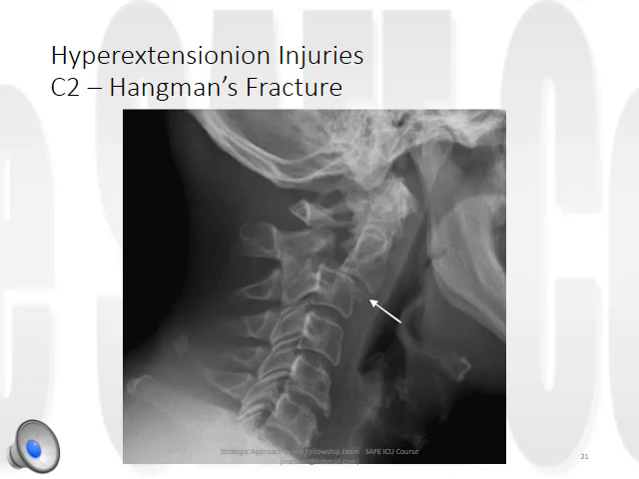Because this is a hyperextension injury, there's anterior displacement of the peg, and there's also anterior displacement of the body of C2. This is an example of a fracture that is very unstable because you're involving all three columns.